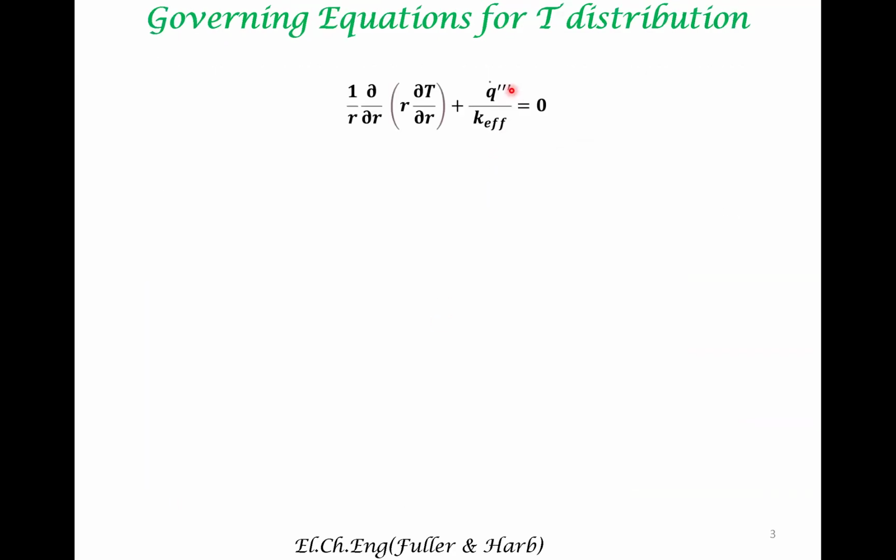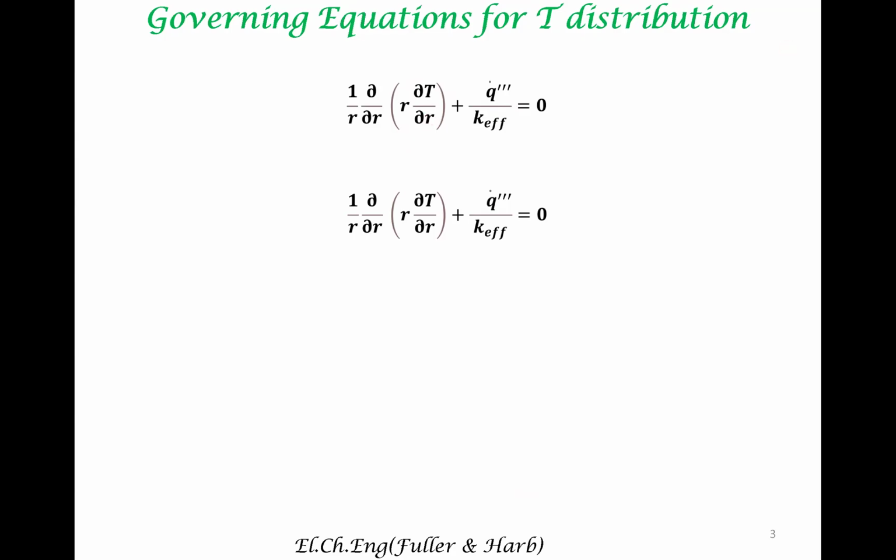So this quantity, q triple prime, indicates the heat that is generated per unit volume. That's why there are 3 primes. This is the conductivity, k. And then this, in cylindrical coordinates, is the relevant equation.